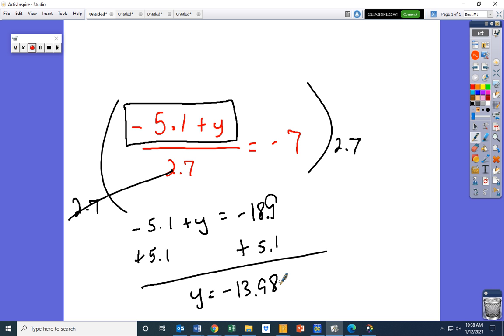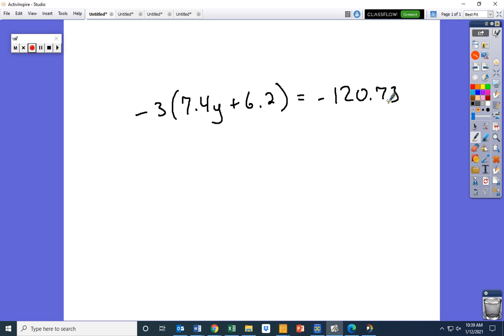Now, on your worksheet, some of them are distributive. Some of them are not. So if I have one that has the distributive property, what does that mean? Is that what we did yesterday? Yeah, if I have something like this, let's say I had this. Negative 3 times 7.4y plus 6.2 equals negative 120.73.